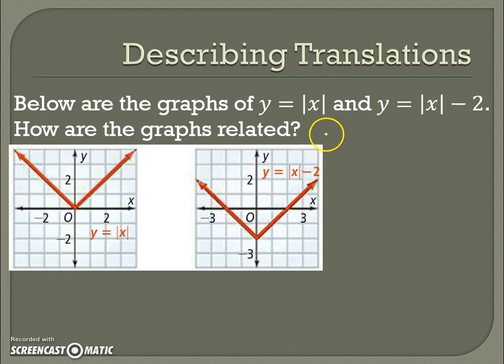All right, describing translations. Below are the graphs of y equals absolute value of x and y equals the absolute value of x minus 2. How are the graphs related? Well, you'll notice here that this is the parent function, like I was saying before. Y equals absolute value of x looks like this. And then minus 2 shifts it down 2. Notice that the minus 2 is on the outside of the absolute value sign. This is a y-intercept. We've talked about these constants before. So this constant right here tells you where it crosses the y-axis, which is right here, negative 2. So this shifts it down 2 places.